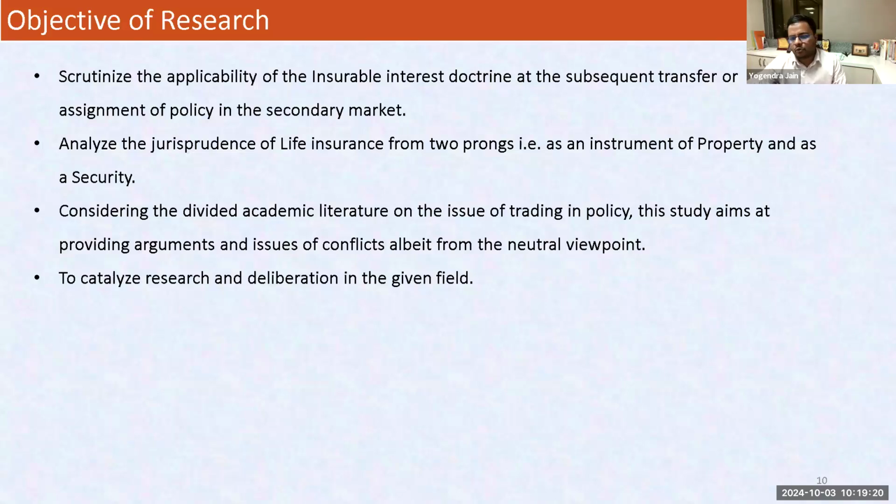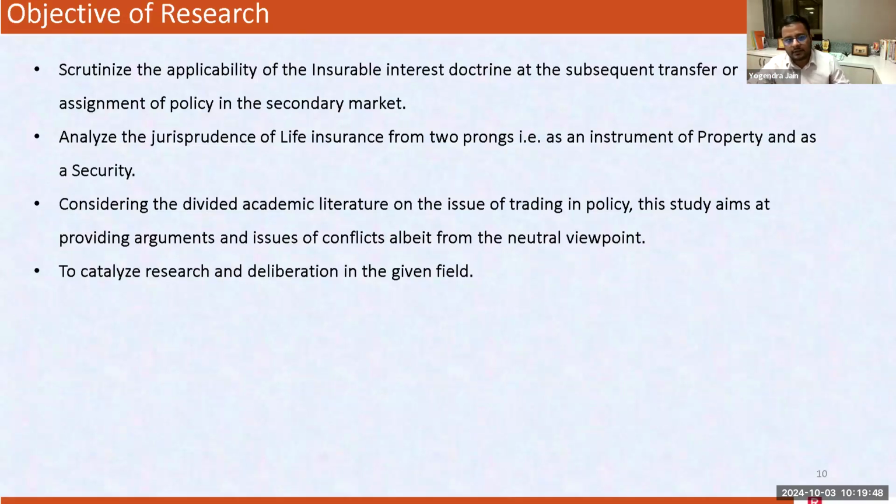The objective is very clear: to scrutinize the need of insurable interest, to assess whether life insurance should be property or should be a security only, and to balance the divide of opinion in the academia. And another reason, which is the prime reason and that is why I'm here, is to catalyze deliberation in the given field, to motivate other people to do similar research in similar areas.